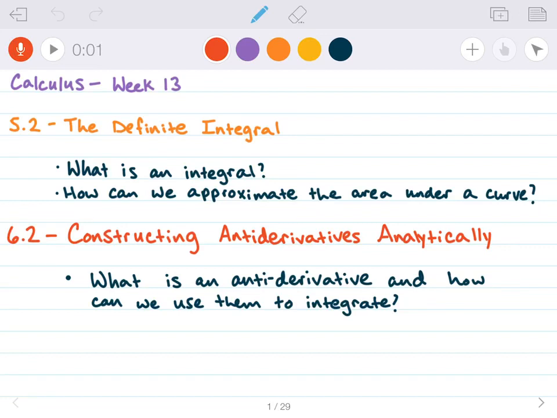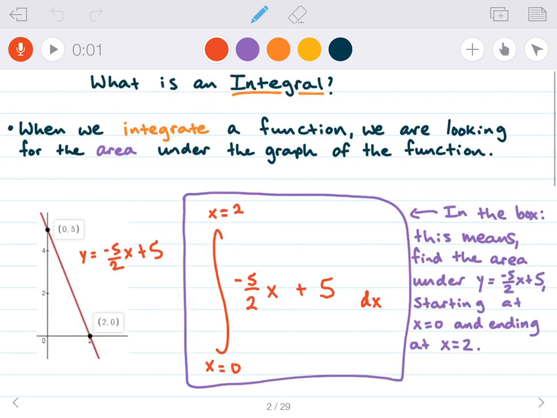Hey guys, in this video we're going to talk about 5.2 in the textbook, the definite integral, and 6.2, constructing antiderivatives analytically. Alright, so the first thing we need to do is talk about what an integral is. This whole semester we've been talking about derivatives, and we're now at the point in the semester where we're going to start talking about integral calculus, okay?